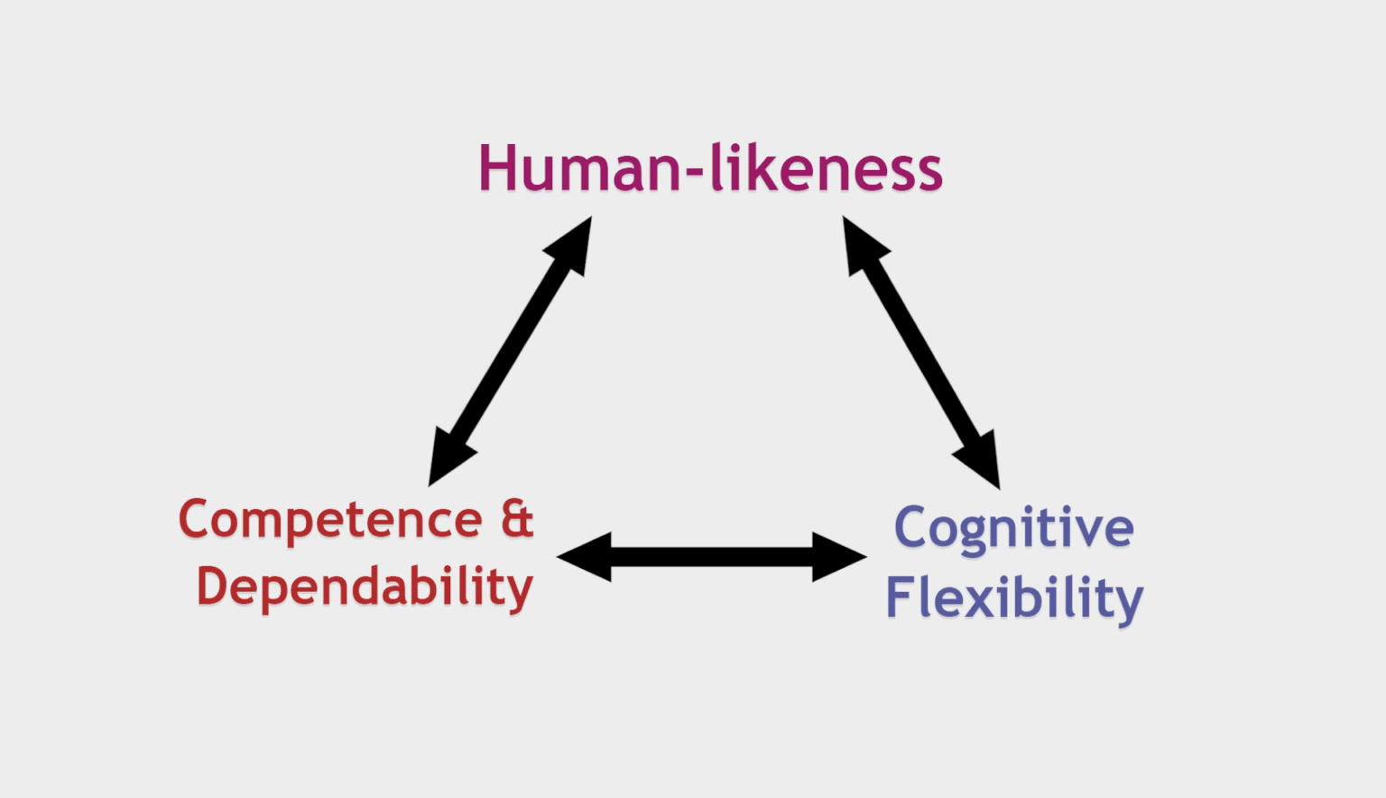To summarize, our work identifies 3 key dimensions that form a user's perception of a speech agent as a dialogue partner. These focus on perception of an agent's competence and dependability, their human likeness, and their perceived flexibility.